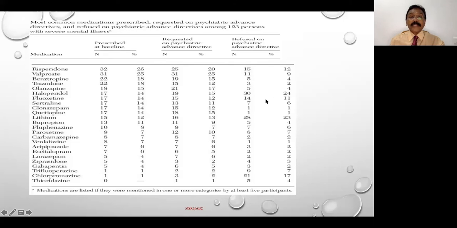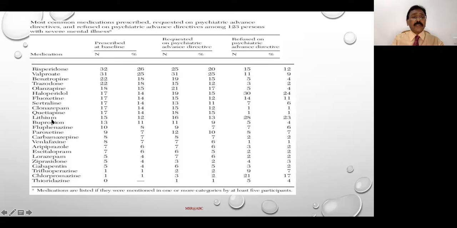Now coming next, which is the other drug. Surprisingly here, even 11% refuse fluoxetine. Maybe this explains it: with fluoxetine, a lot of patients feel anxiety. They feel a little bit more anxious after taking the drug. That could be. Then 23% lithium. Now you understand why lithium prescriptions are going down. This may be one of the reasons, patients are refusing.